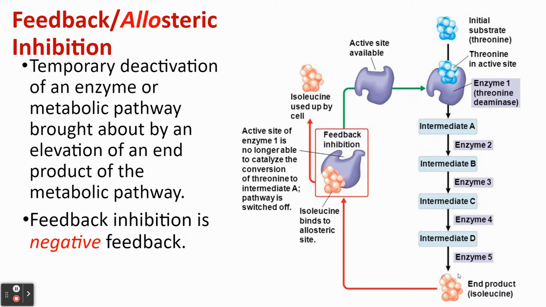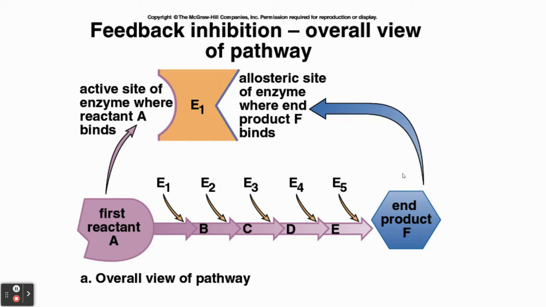Again, negative feedback. The product shuts down the pathway. And once we start using up all the isoleucine, then the one that's on the allosteric site will be used up, and now the active site goes back into its normal shape, and now we can start that pathway all over again. And it's just another view of the same thing happening where the end product is shutting down that enzyme.